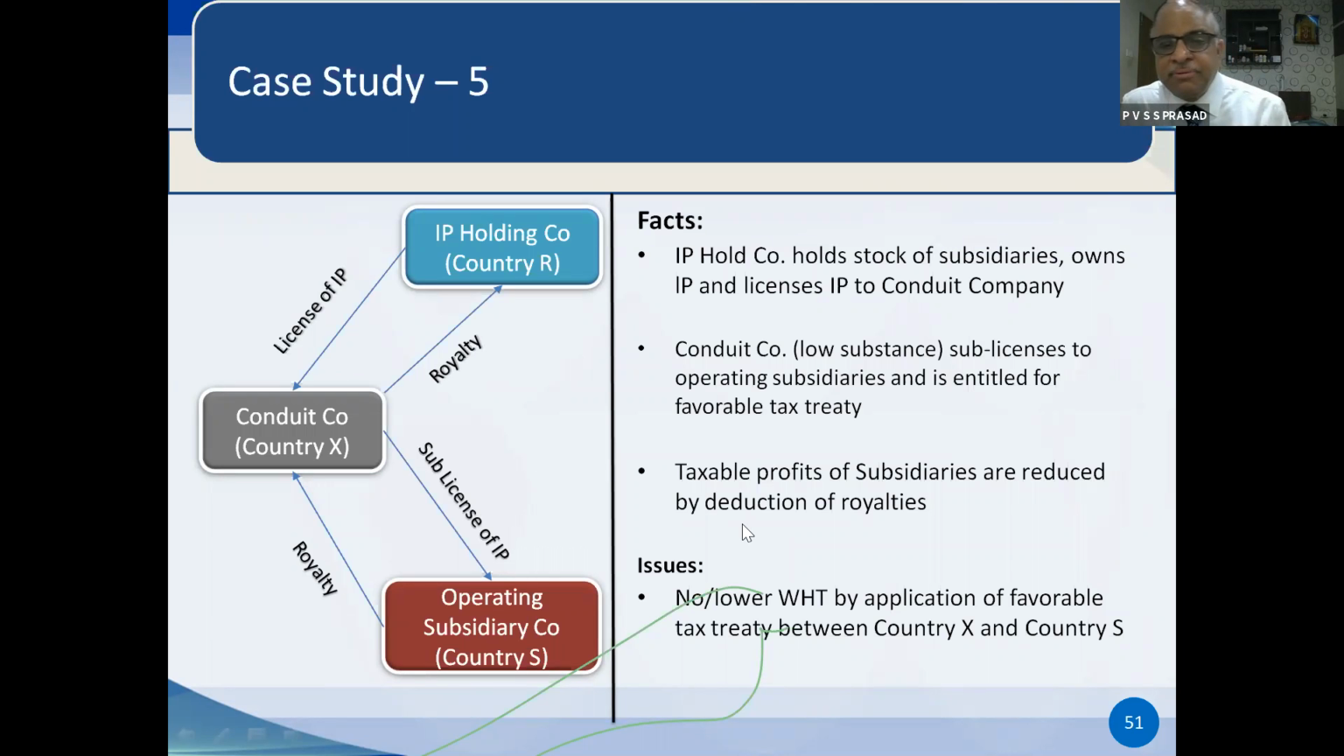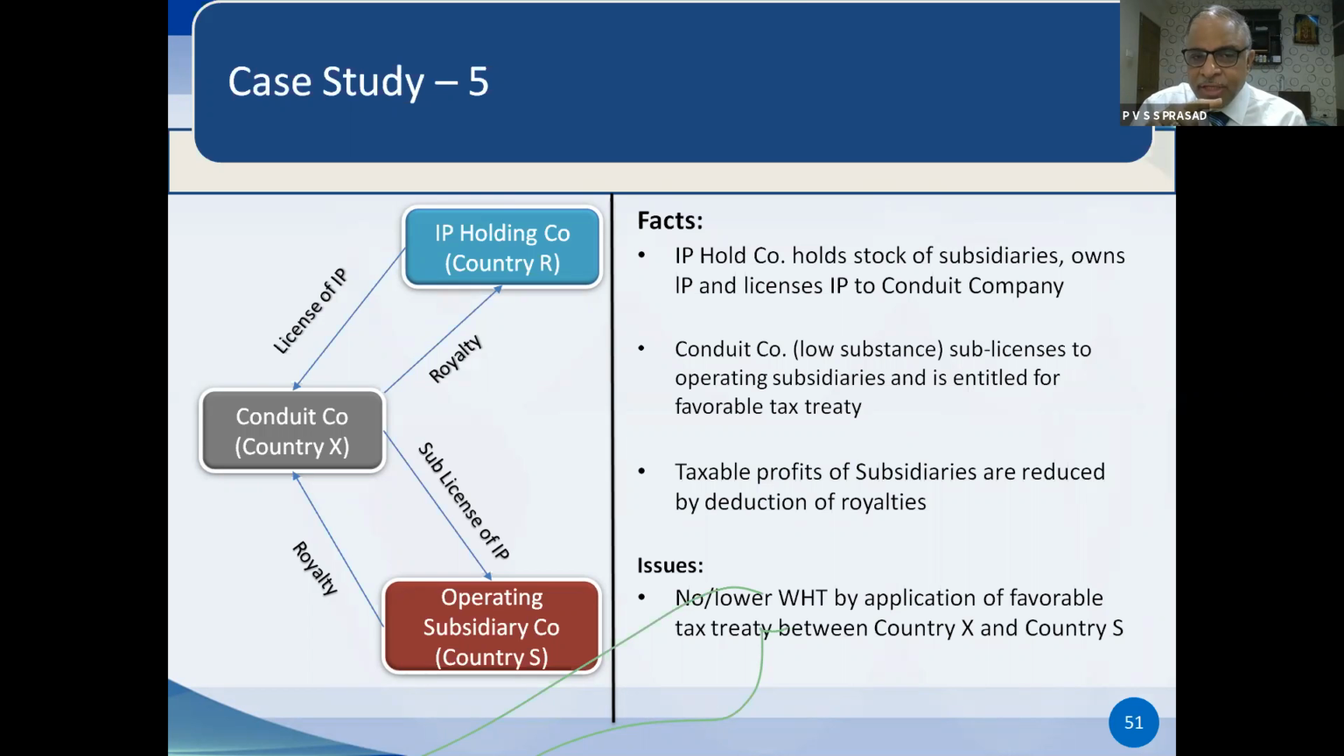Case study 5, it's a clear case of tax abuse, treaty abuse. You have an IP holding company in country R. If it gives its IP license to an operating subsidiary in country S, then there would be a withholding tax. To avoid that, what it is doing, it is giving licenses to a conduit company in country X. Country X in turn is giving it to the operating subsidiary in country S.